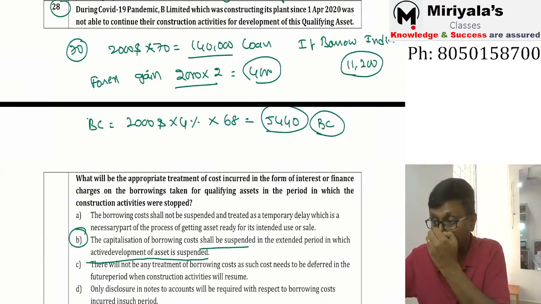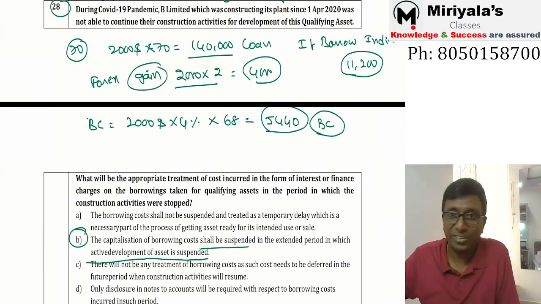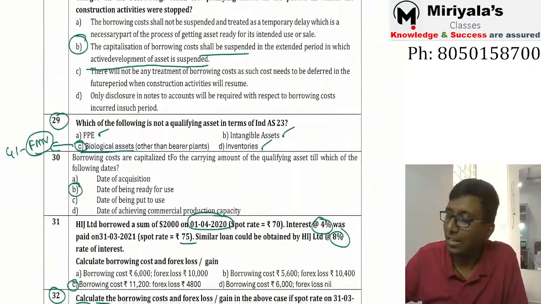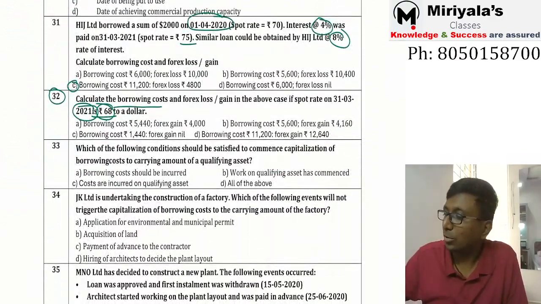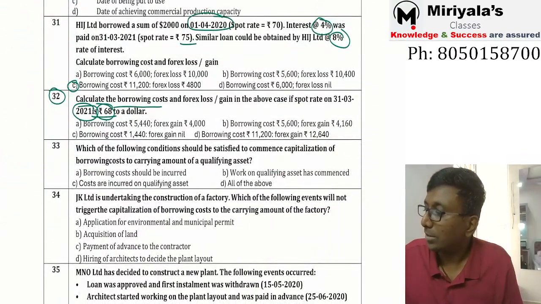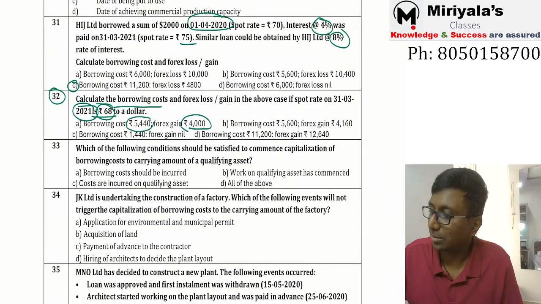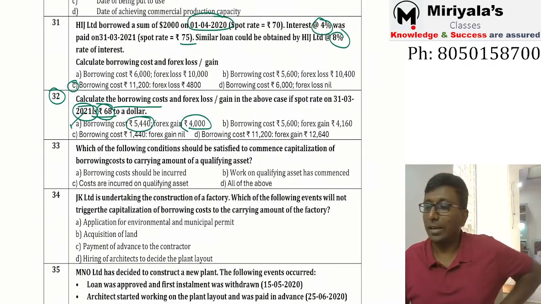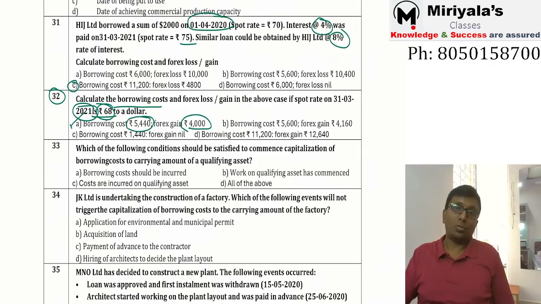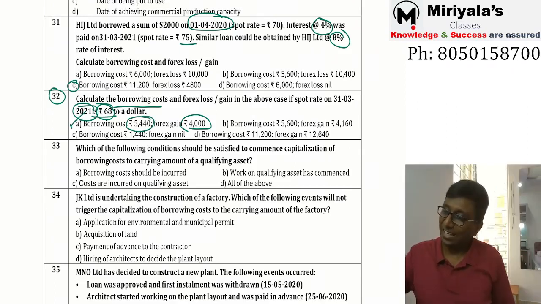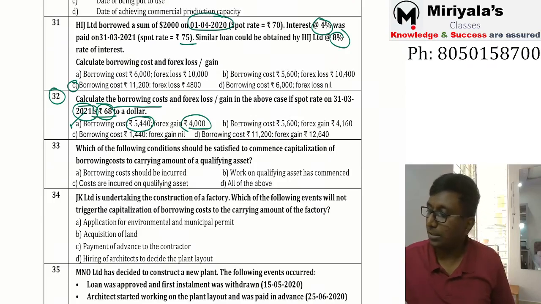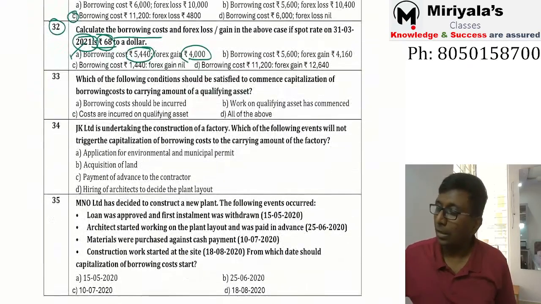But forex gain cannot be a cost. So borrowing cost is equal to 5,440, and forex gain is equal to 4,000. Correct answer, A is the right answer. Borrowing cost is going to be 5,440. Forex gain is 4,000 rupees. Exactly. Done.